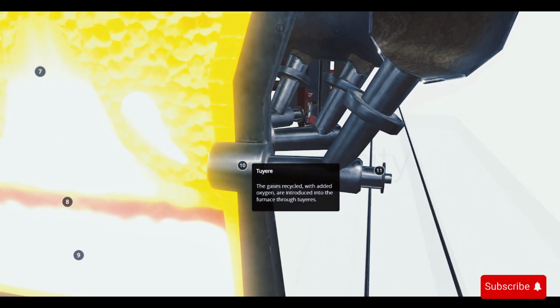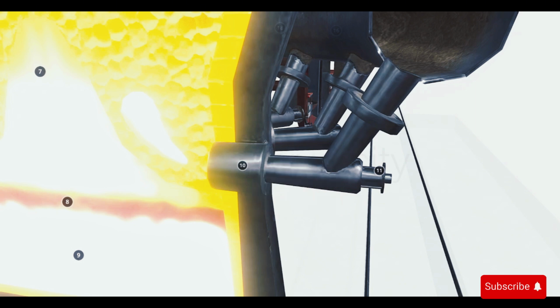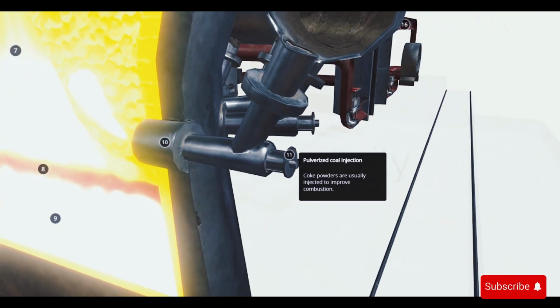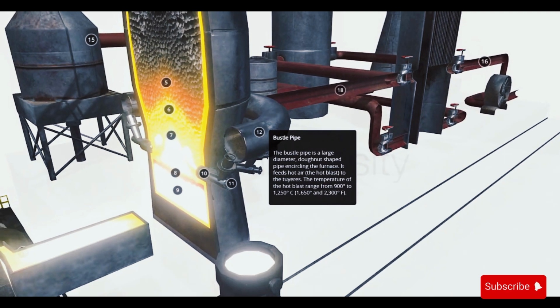Tuyères located around the hearth in a blast furnace are equipped with special metal pipes that inject blasts of hot air into the furnace. Coke powders are usually injected to improve combustion. A bustle pipe encircles the furnace near the bottom. It feeds hot blasts of air to the tuyères.